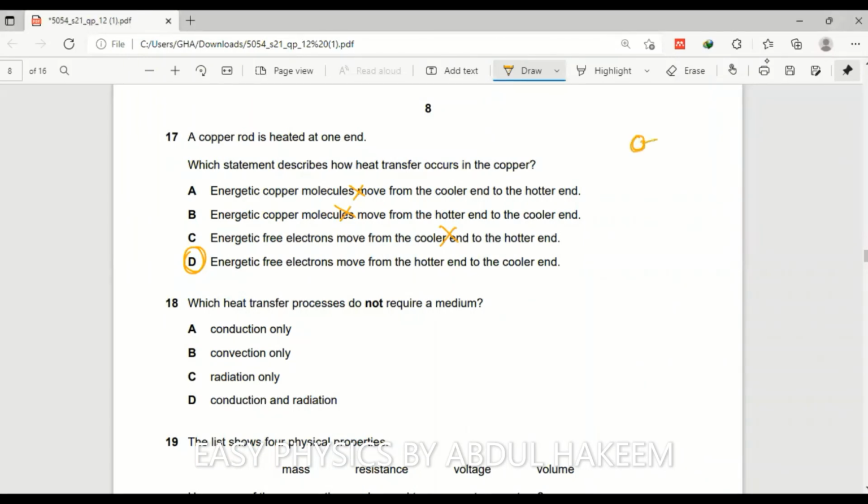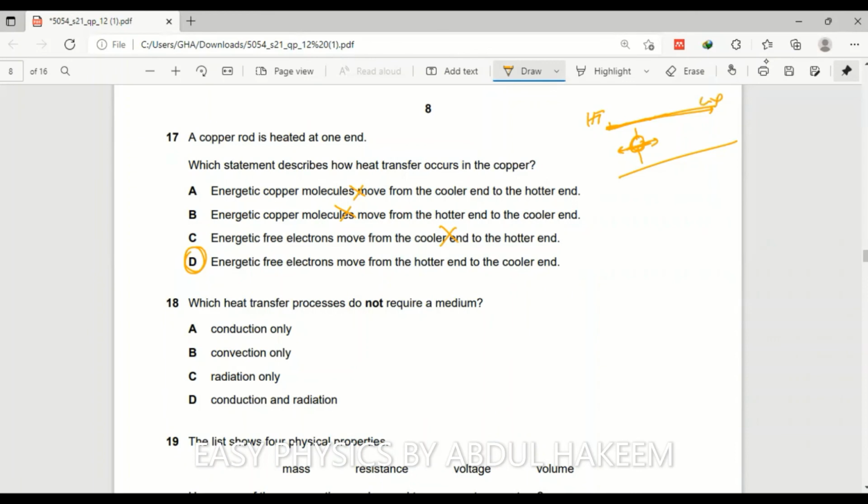Molecules only vibrate about their fixed position, but the free electrons move completely from one end to the other end, from high temperature to low temperature. So in solids, if the question is about solids, it is only conduction. But if the solid is a metal, then along with the conduction, there is a movement of free electrons from high temperature to the low temperature for the transfer of the heat energy. So D is the option.